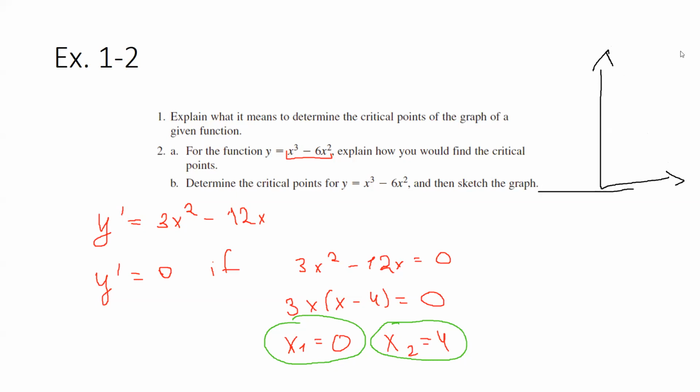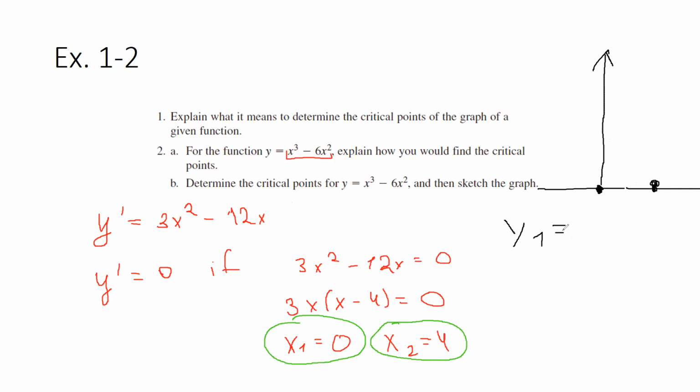So if I go ahead and plot these two points on my coordinate system, it's going to be x equals 0 and x equals 4, right? So there are going to be two points where my derivative equals 0. Now part B asks me to sketch the graph, right? And to sketch such a graph, I'm going to find the value of y at these points.